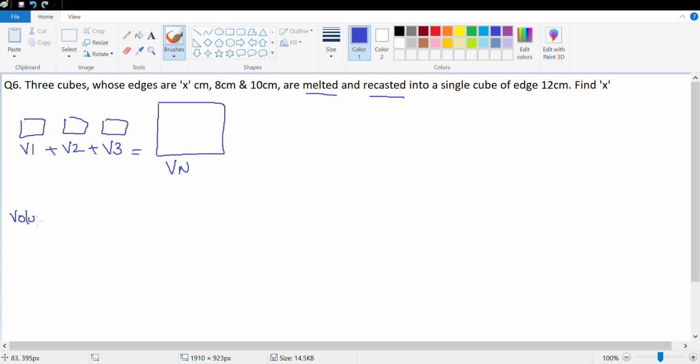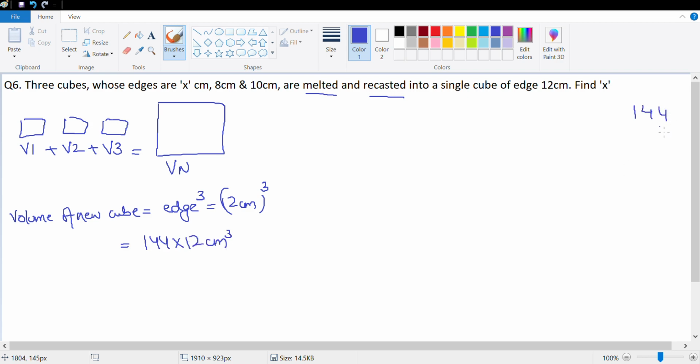So volume of new cube is equal to edge cube, which in this case is 12 centimeter cube, which is 12 into 12, 144, into 12. I will have to multiply this. 144 into 12, that's 1728. So the volume of the new cube is 1728 centimeter cube.